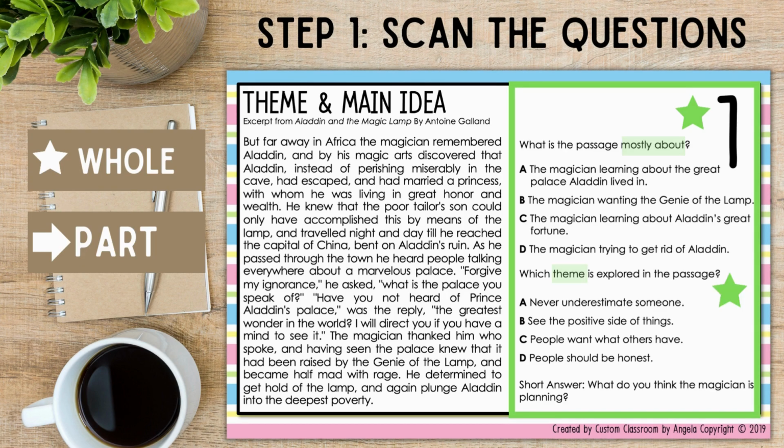Now let's look at the second question. Which theme is explored in the passage? Well, this is also a whole question since you need to look at all parts of the text to determine the theme. Now let's look at the third question. What do you think the magician is planning? So this is a part question since we will need to return to the text and look for specific pieces of what the magician is planning against Aladdin.